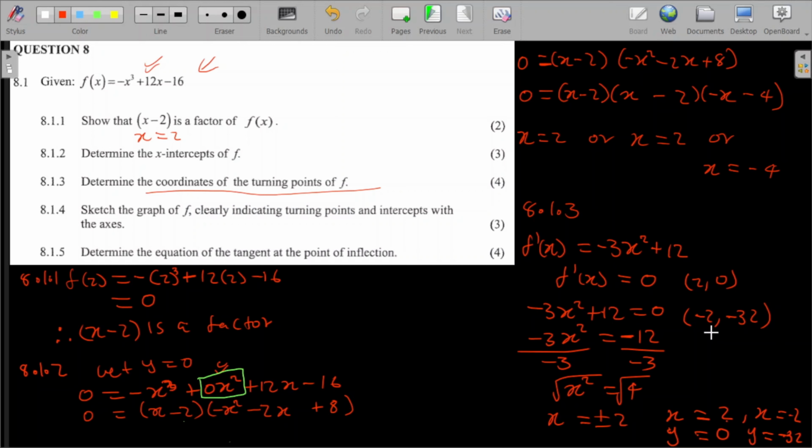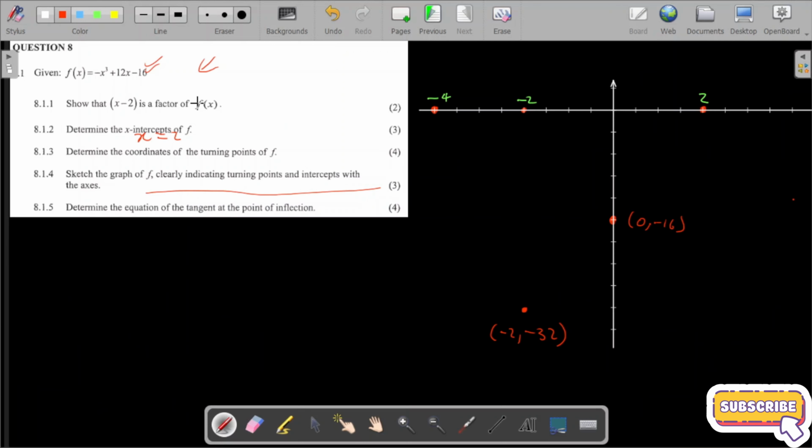Now let's go and draw our graph. People, now we are drawing the graph of the function that we have been given here, which is our cubic graph. I've already drawn my points. This is x is negative 4, which is my x-intercept. This is my x is negative 2.